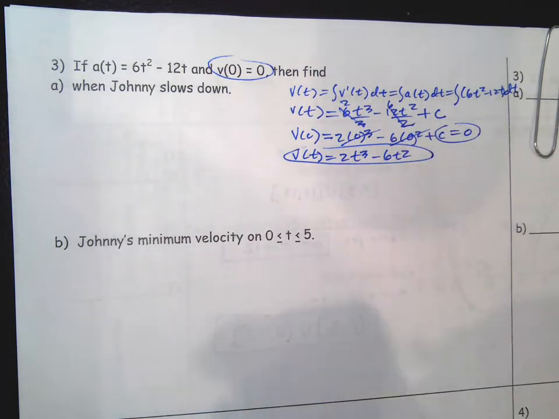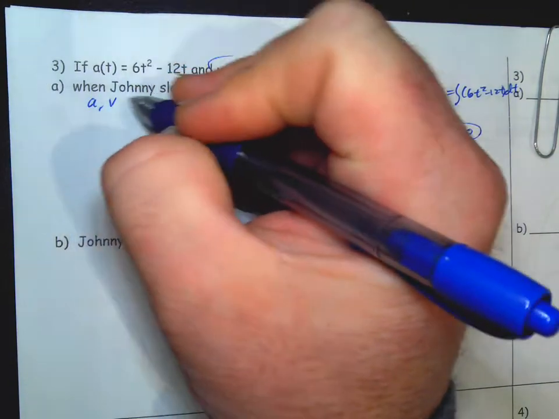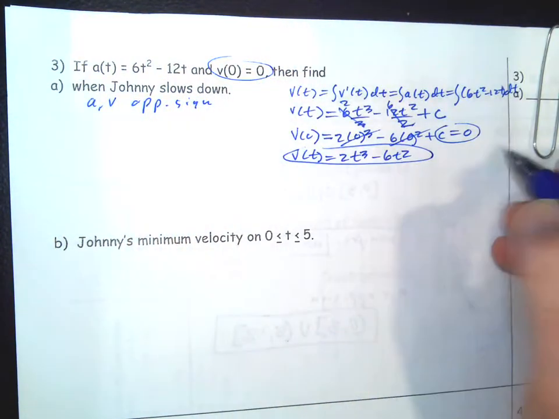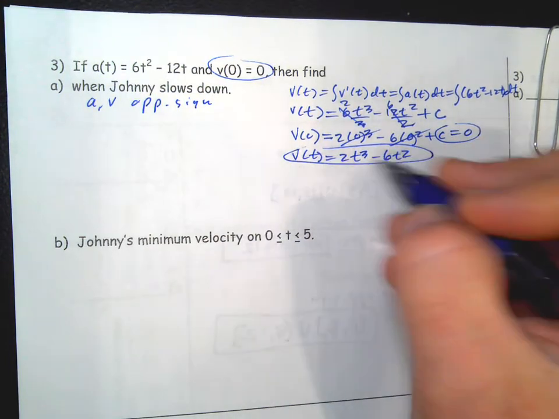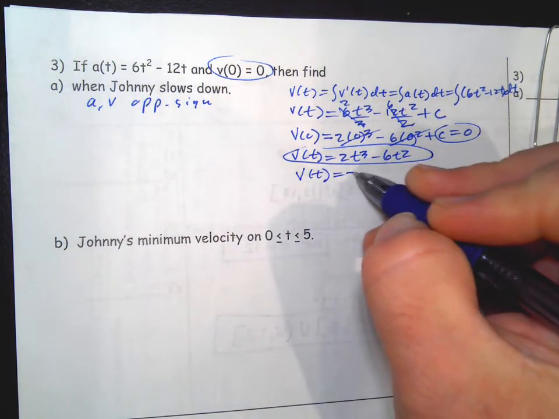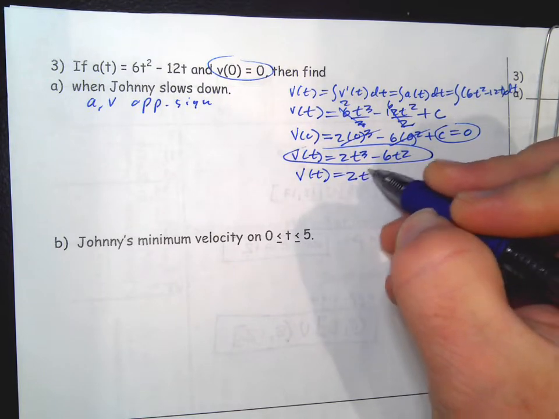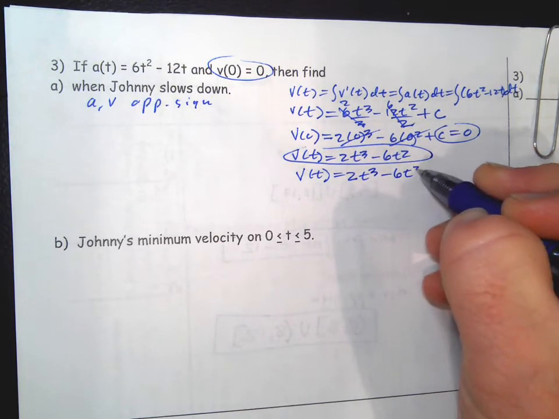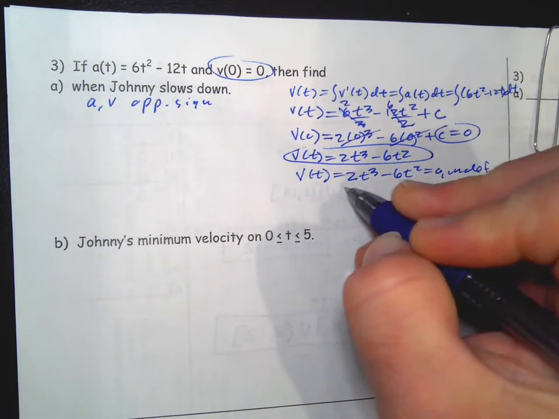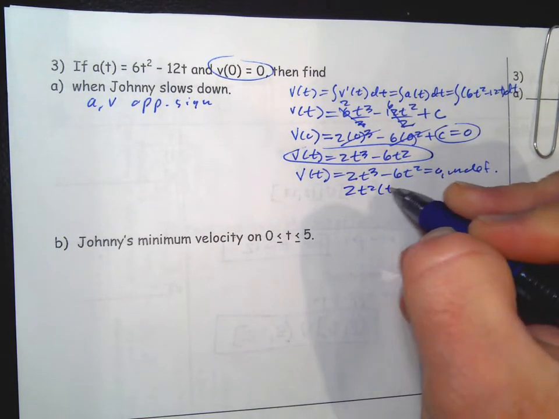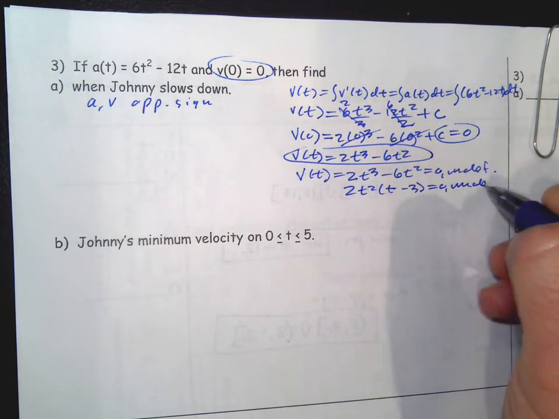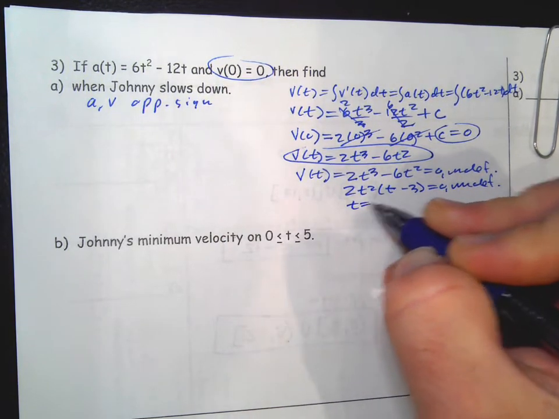Now we're trying to find when Johnny's slowing down, which probably means we need to do line checks with velocity and acceleration. Velocity, acceleration have opposite signs, right? So we got velocity here, so we might as well find its zeros. So we're going to set it equal to 0 and factor it. And get t equals 0 and t equals 3.